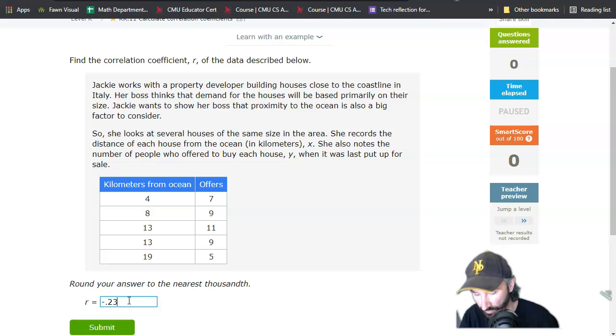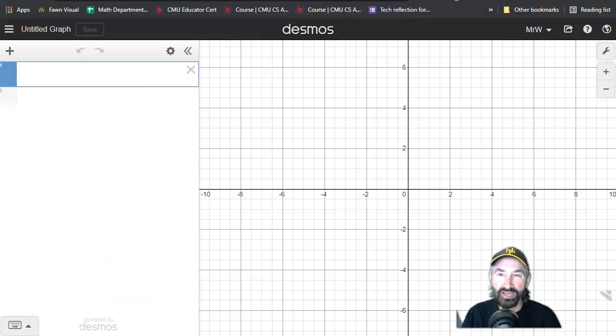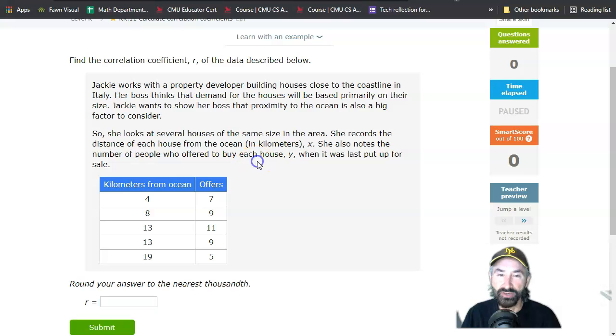Negative point, oh, wait. You know what? We're only 7 minutes in. I'm going to show you another way because I'd like you to double check before we enter that answer. So we're going to also take a look at Desmos. And the good news is with Desmos, we can also copy and paste this information in here. Except this time I'm not going to copy the header titles. I'm just going to copy the numbers.